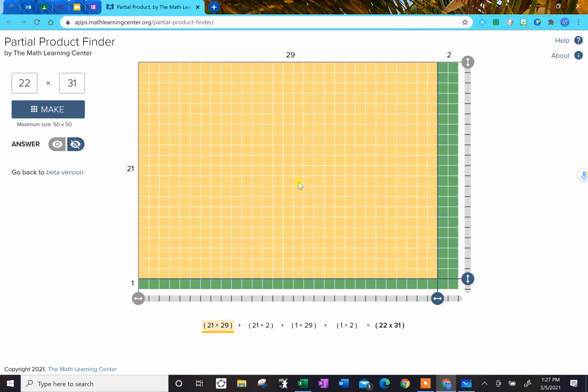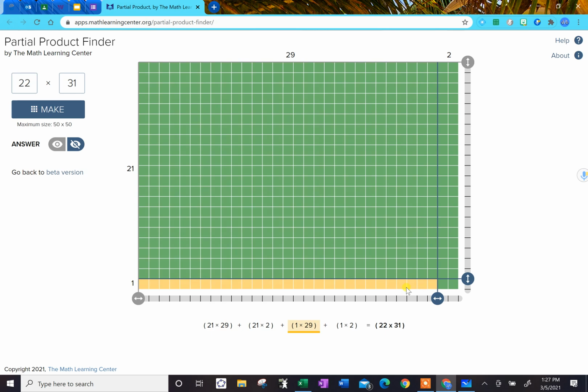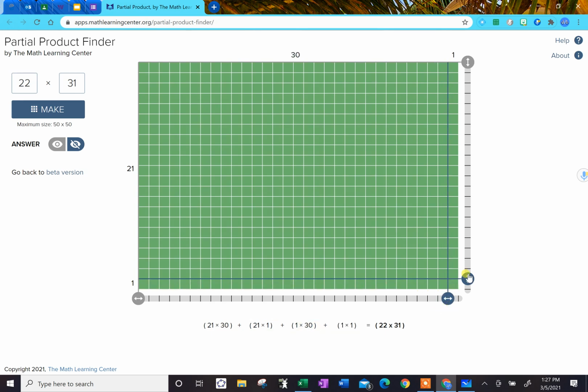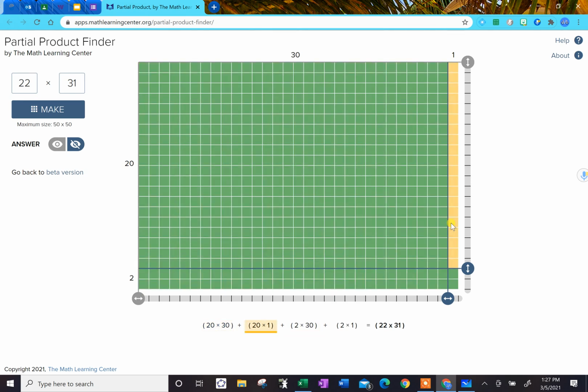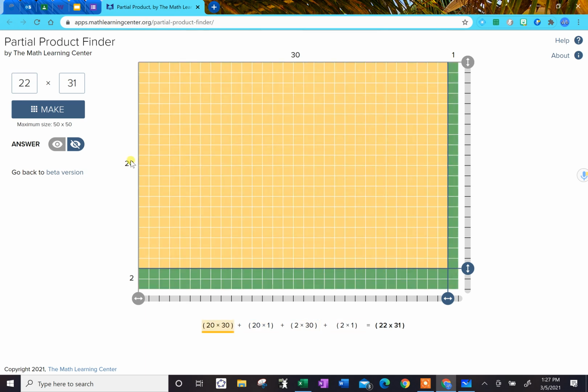Because now, 22, why does that say 29? I think I have this backwards. Yes, there's 30. So now I have 20 times 30. 2 times 3 is 6, so 20 times 30 is 600. 1 times 20 is 20. 2 times 30 is 60. 2 times 1 is 2.